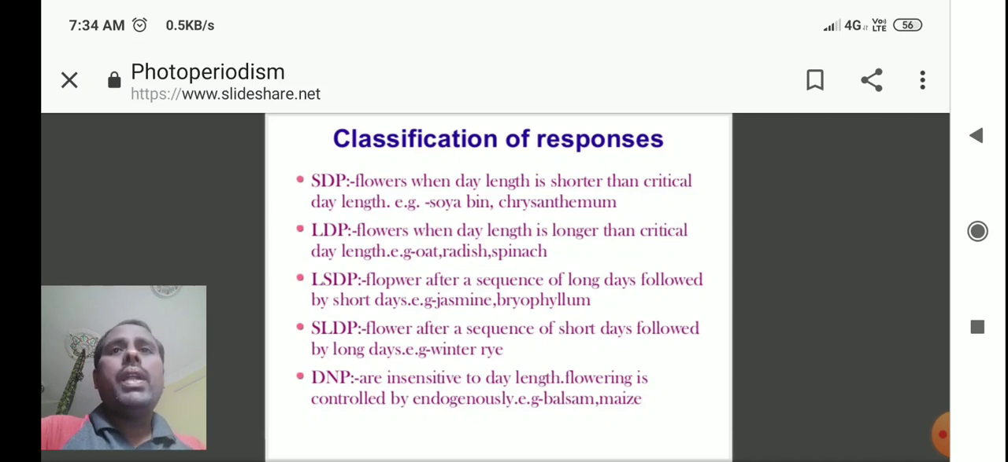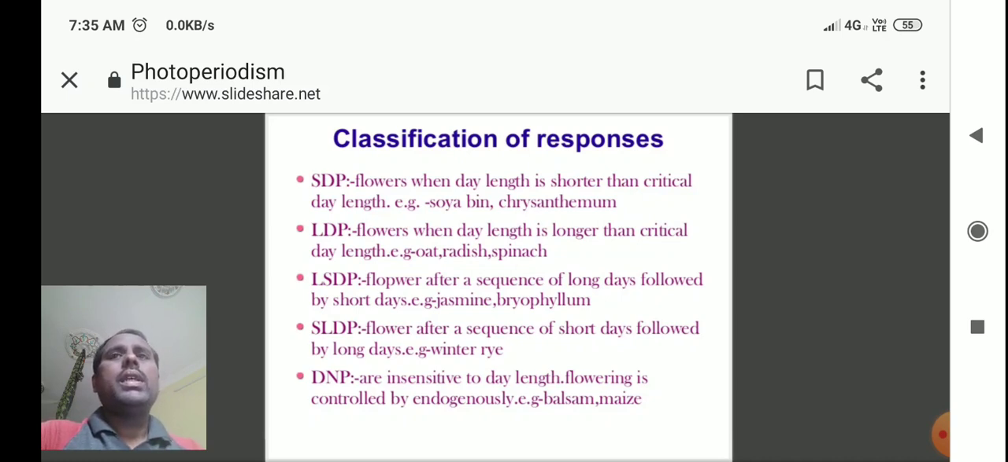There is a well-defined critical duration, which is different for different plants. Based on the duration, plants can be categorized into three categories: short day plants, long day plants, and day neutral plants. Short day plants are those which require less exposure to light than the critical duration. For example, sunflower, rice, soybean, tobacco.